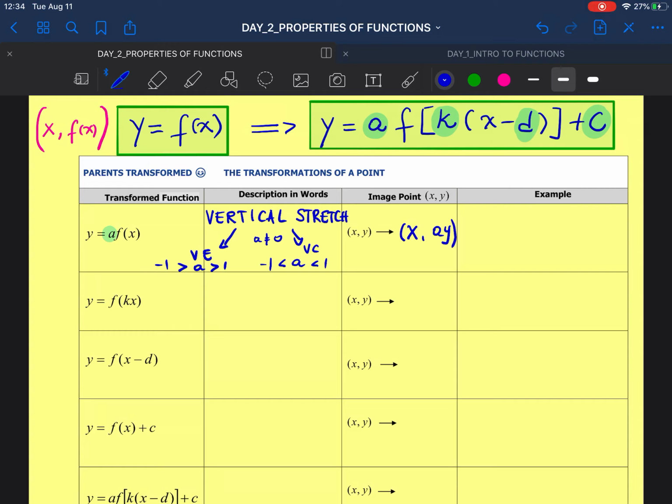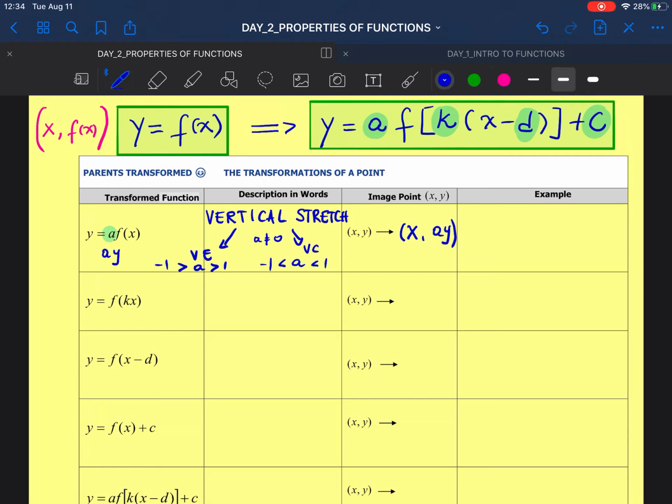Now, why is that? Remember that the coefficient a is multiplying f of x, and f of x is another name for y, which means that for the same input value of x, the y coordinate will become a times y. So the only change in the transformation is reflected only on the y coordinate.